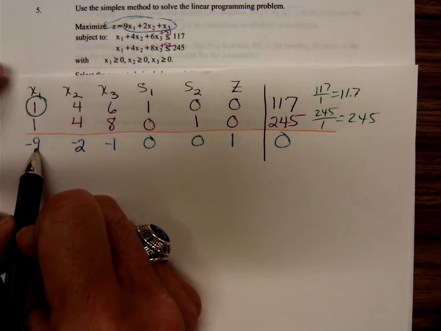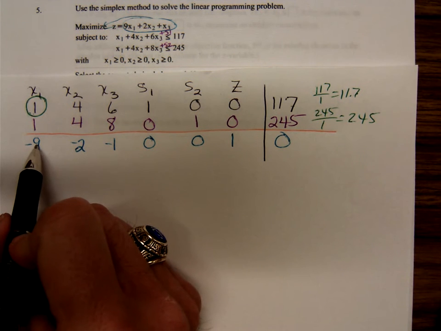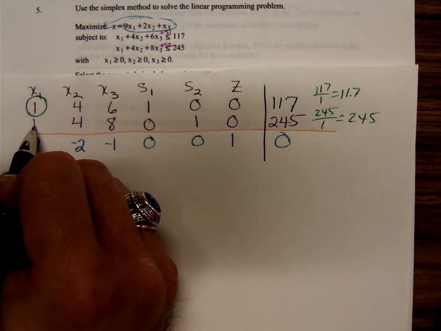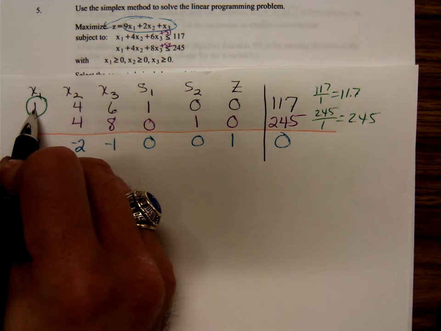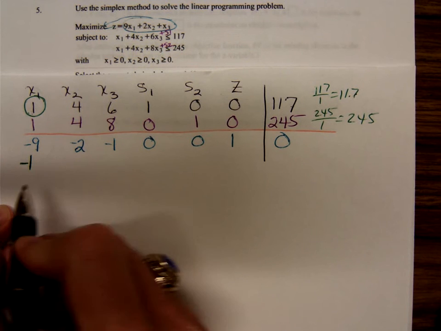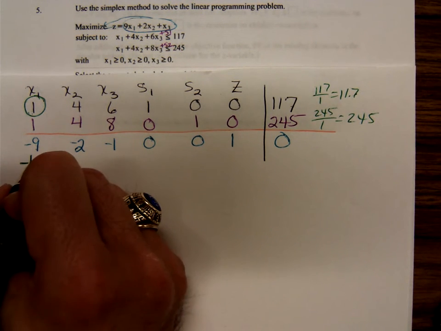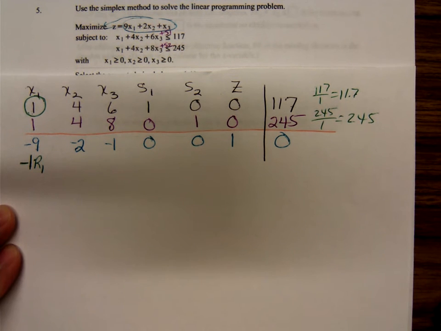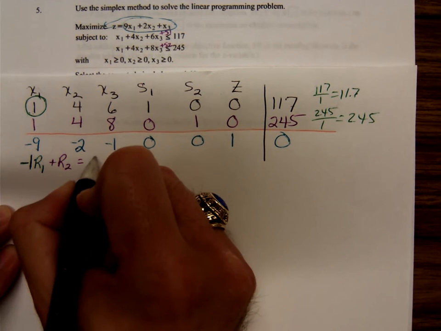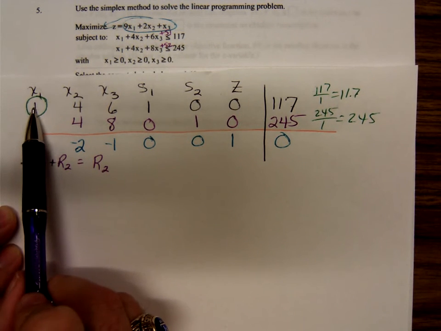The way you do that is by adding the row you want the 0 to a multiple of the pivot row. For this one, in order to get a 0 right here, the circled one would need to be -1. I'm going to say -1 times row 1 plus row 2 equals a new row 2. That'll get me a 0 right there. If this thing were a -1 plus 1 is 0.